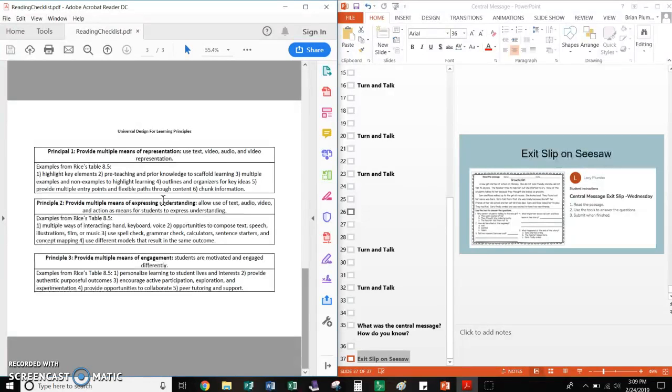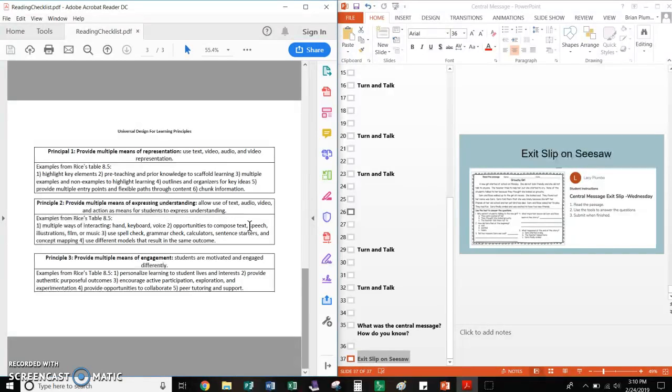Provide multiple means of expressing and understanding: allow the use of text, audio, video, actions as means for students to express understanding, multiple ways of interacting, hand, keyboard, and voice. Throughout the PowerPoint, they were using their hand to do their writing, and they were also using their voice when they were turning and talking. In the Seesaw exit slip, they had the opportunities to compose text. They could use their speech, and through dictation, it would write it for them. They also had spell check and grammar.